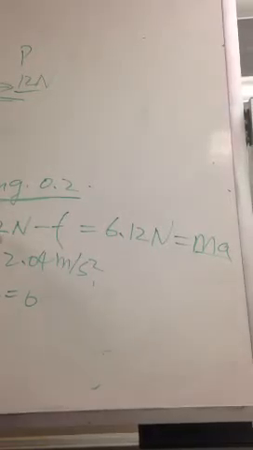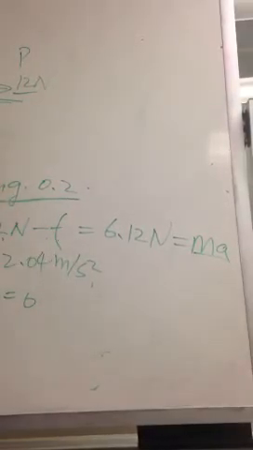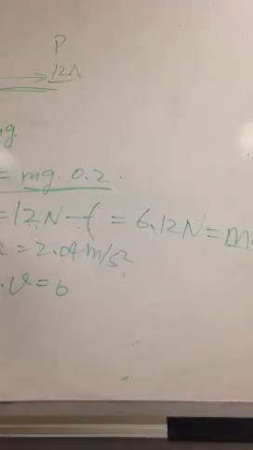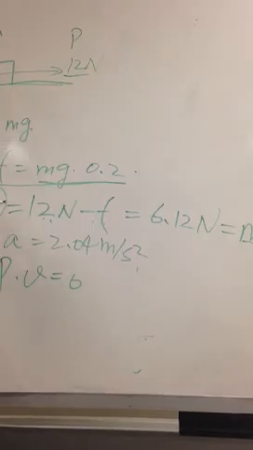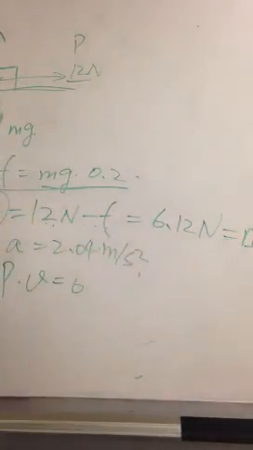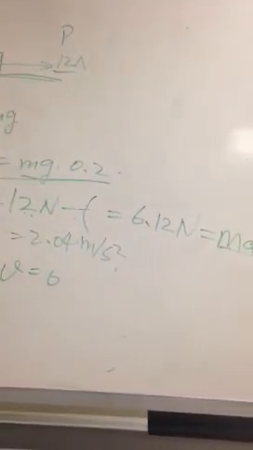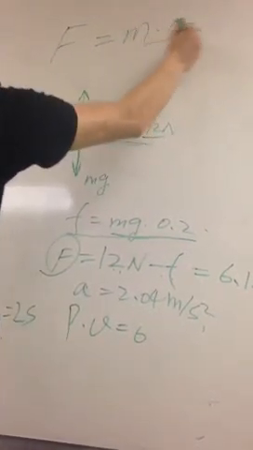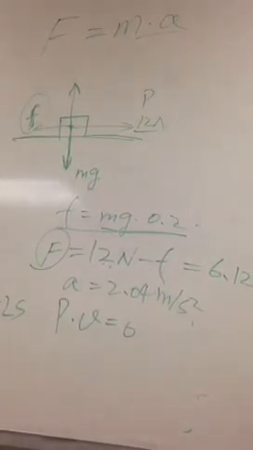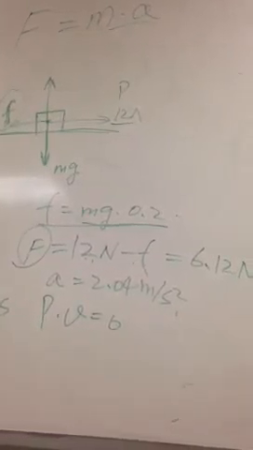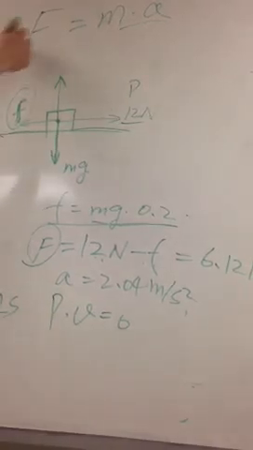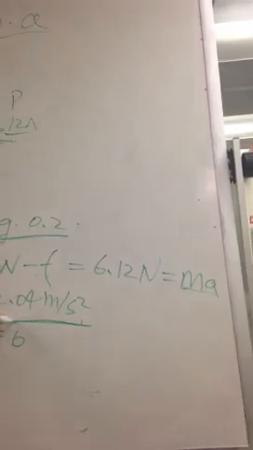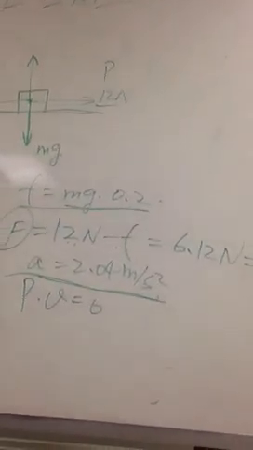The resultant force will be 12 Newton minus the friction, right? You got this? And then this force will be ma. The resultant force causing acceleration is ma, right? F equals ma. Okay, so then you solve for a? Yeah, because you know everything. The only thing you need to calculate is a. If you solve it, it's 2.04.